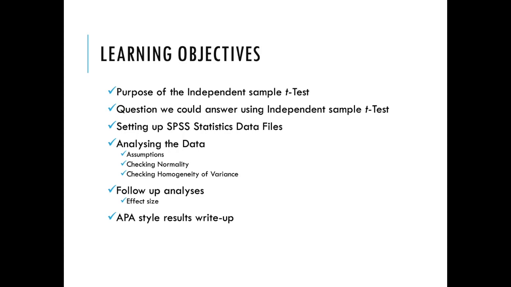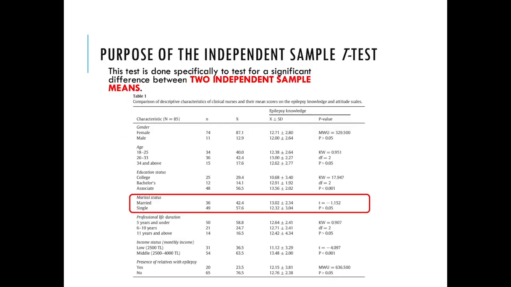First, we need to understand there are some assumptions of independent sample t-test that we need to consider, and then we need to check our normality and check homogeneity of variance. These are two important assumptions that you need to consider before conducting independent sample t-test. Then you're going to have some ideas on the effect size, and lastly, you will learn how to write your result using APA style.